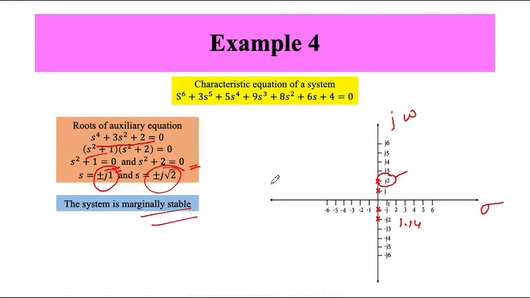So it is also clear why it is marginally stable, because all the roots of the auxiliary equation are imaginary roots, and they are on the imaginary line. That means they are marginally stable. They are not in the right half plane, they are not in the left half plane. That means our system is marginally stable.